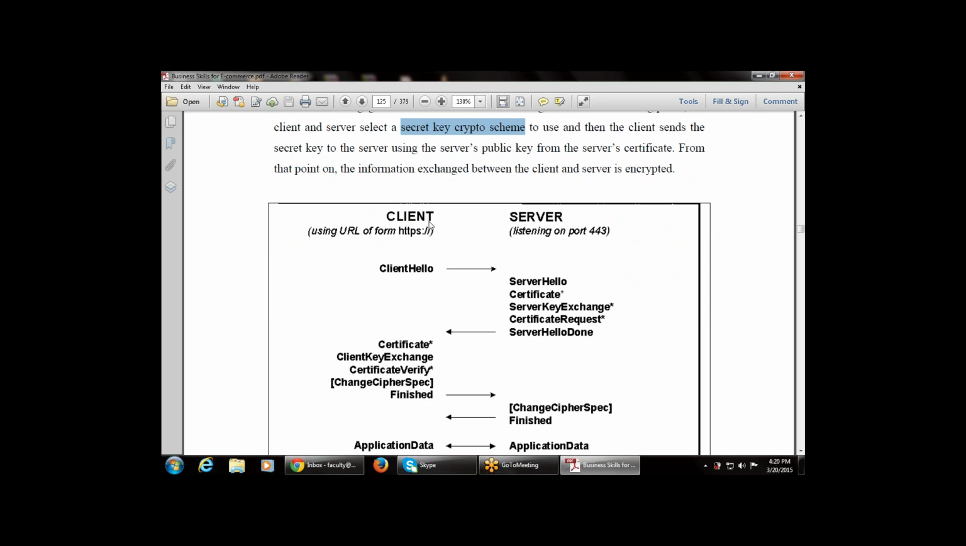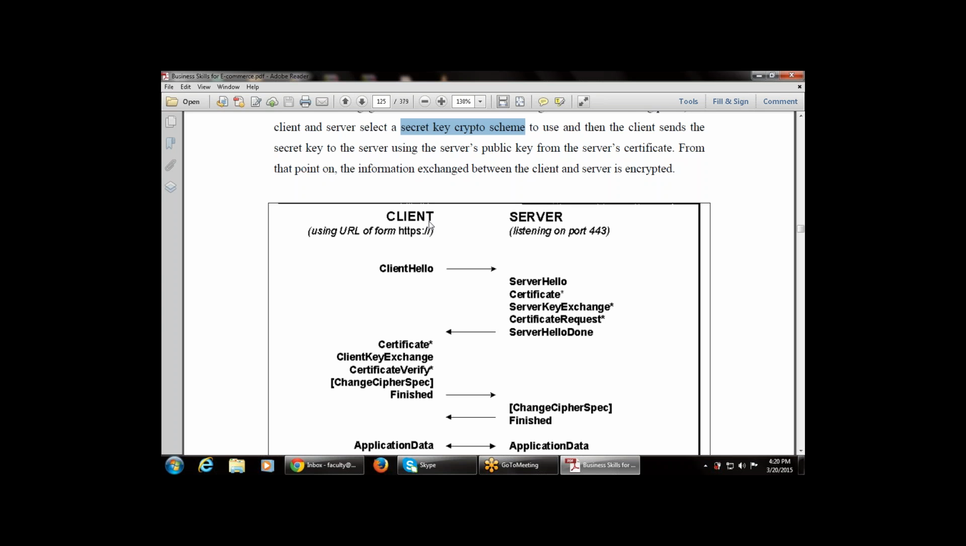This is the diagram that we discussed in the last class. There is a client and there is a server. The client is using a URL of the form https:// and the server is listening on port 443. The client sends a hello to the server; the server sends hello, certificate, server key exchange, certificate request, server hello done. Then the client key exchange, certificate verification, change cipher spec, finish; then the server changes cipher spec, finish, then application data.